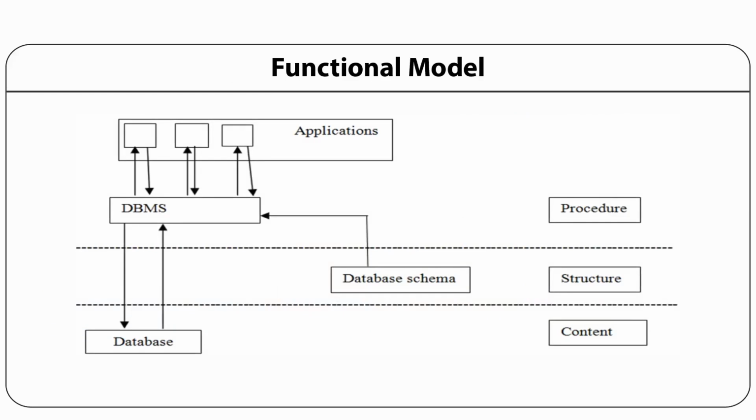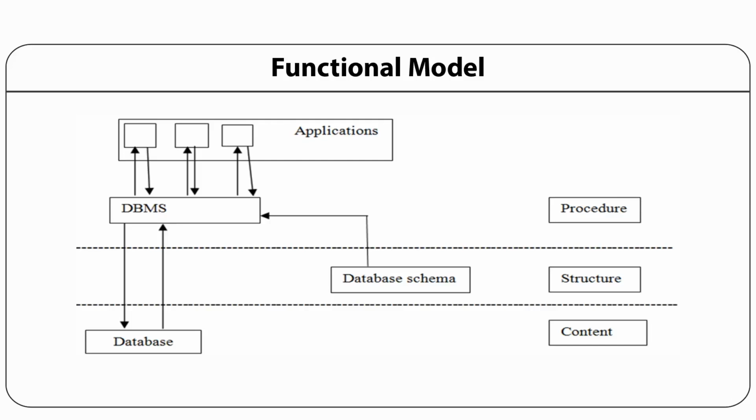Functional model. This diagram represents the functional model of a database management system. You can see different layers of a database management system. At the top we have procedures. Above the procedures we have different kinds of applications which can access the database management system. Below the procedures, below the database management system, we have structure.